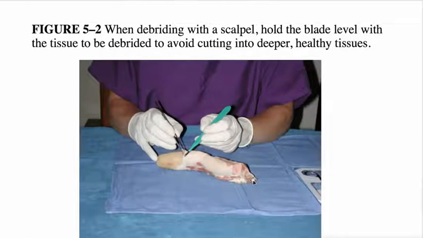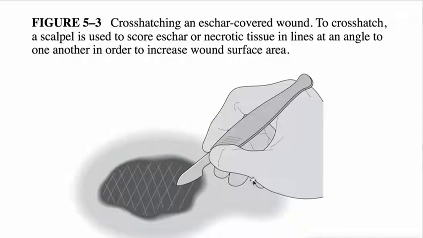When debriding with the scalpel, you're going to hold the blade level with the tissue to be debrided to avoid cutting into deeper, healthy tissues. With eschar, you can do cross-hatching, and that is going to help to increase the wound surface area.